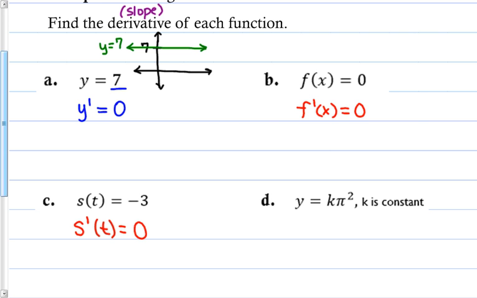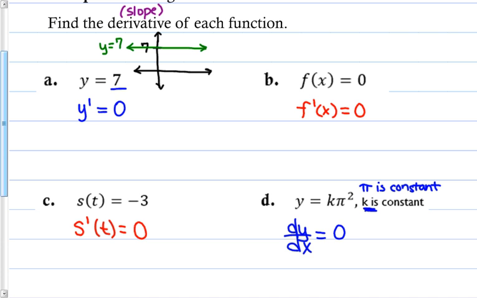For d, the derivative, well, this one's a little different. They're telling me that k is a constant. Pi is also a constant. It's a really long decimal that never terminates, but it's still a constant. So there aren't any x's here. There aren't any variables. So the derivative, and this time I'll call it dy dx, is 0.